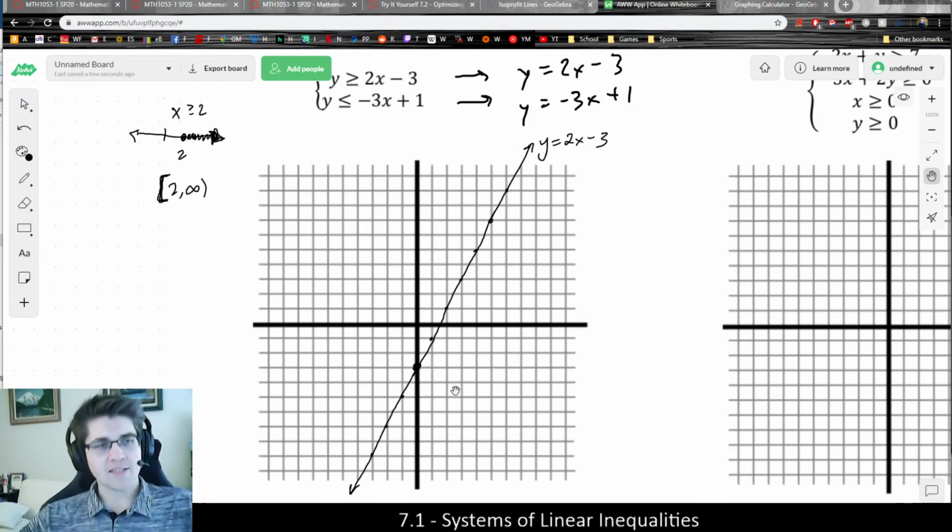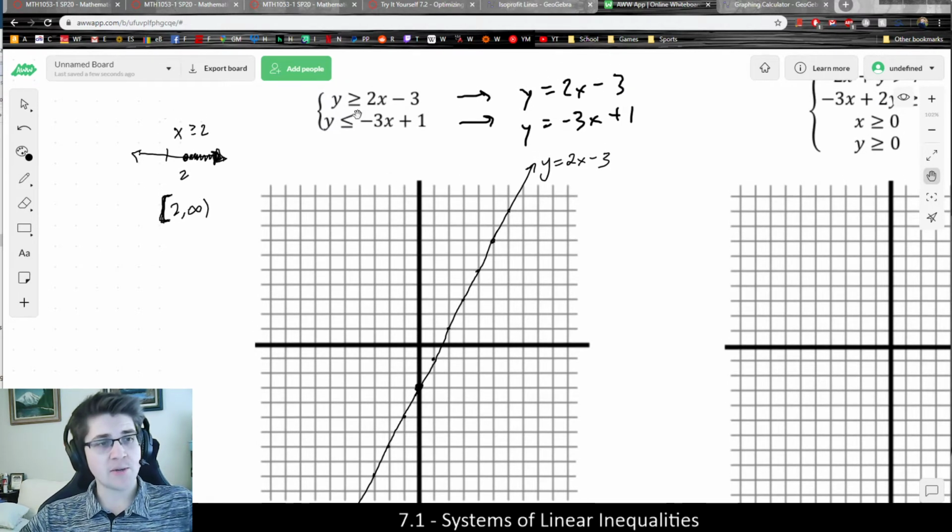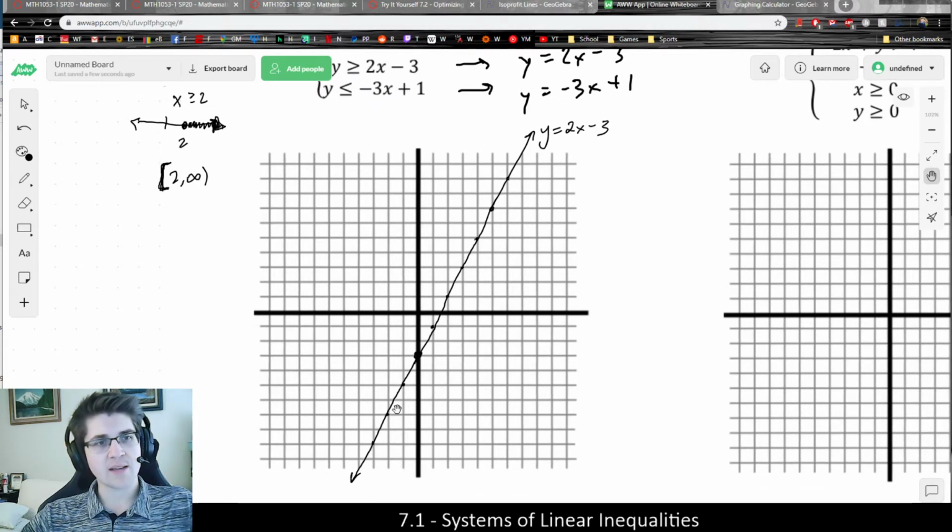Then I need to figure out how I know which side is going to be part of the graph. One simple way to do it, if it's solved for y, has to do with whether y is greater than or less than your equation. Because in this one, it says y is greater than or equal to 2x minus 3. Since this is where y is equal to 2x minus 3, and the y-axis is up-down, if I want to know where y is greater than this line, it's going to be the region above it.